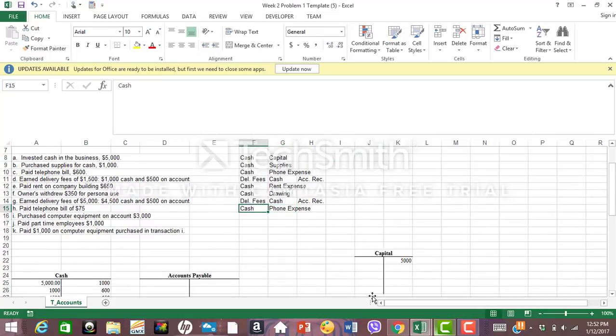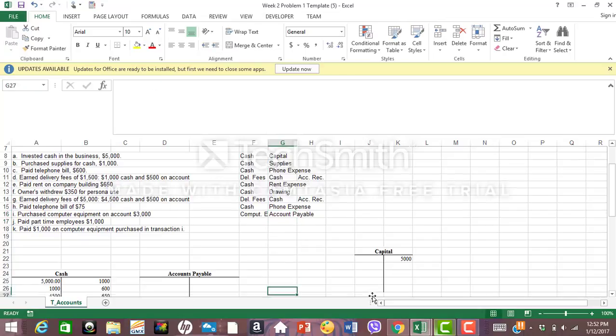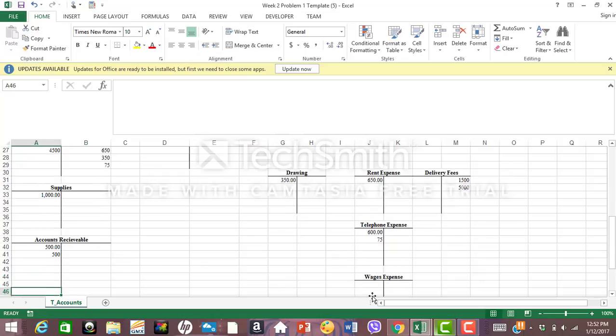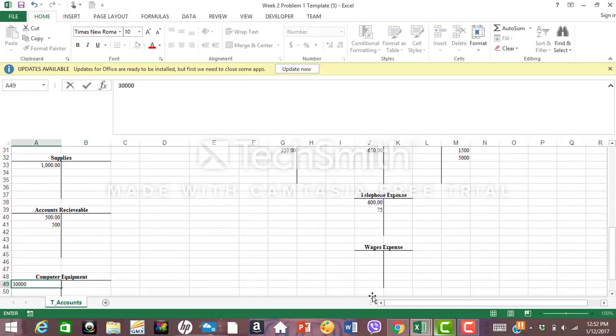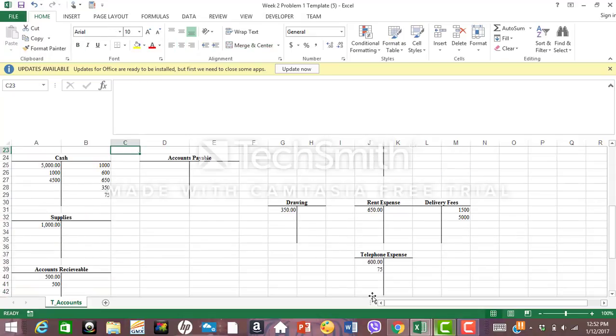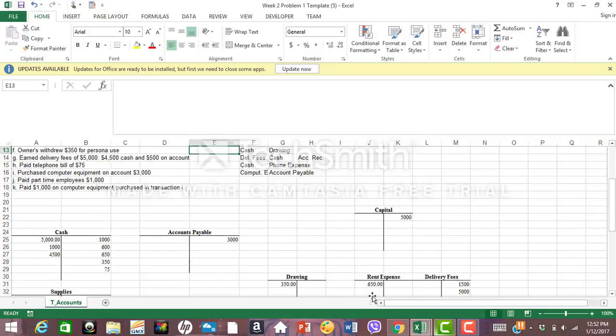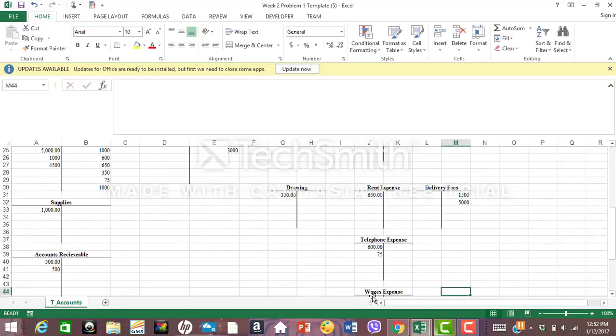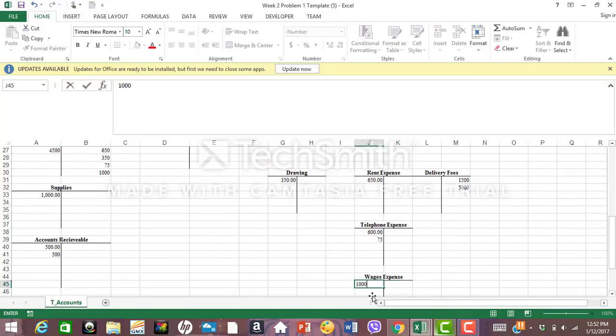The next one is purchased computer equipment on account for $3,000. So that is computer equipment and accounts payable. We debit computer equipment by $3,000, and then we credit accounts payable for $3,000. The next transaction is paid part-time employees for $1,000. We pay them with cash, and wages expense is getting affected, so we debit wages expense $1,000.